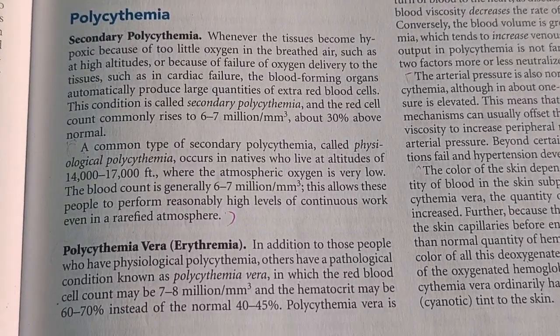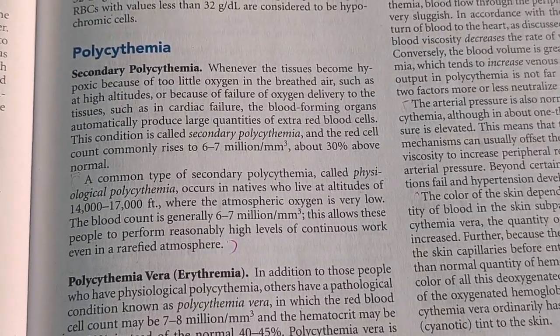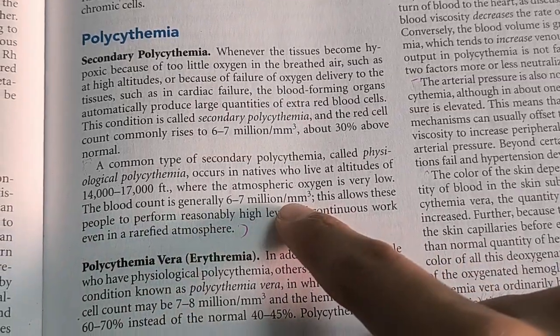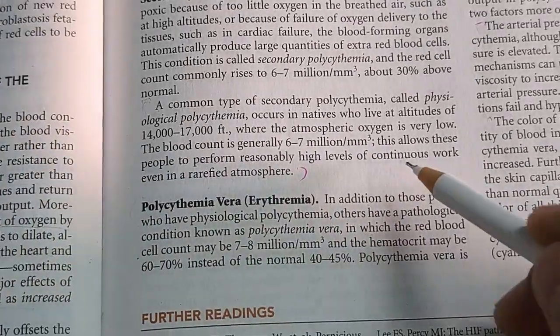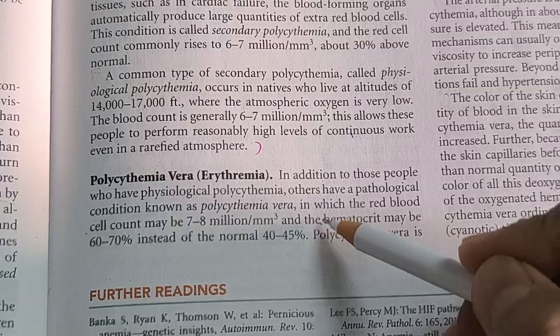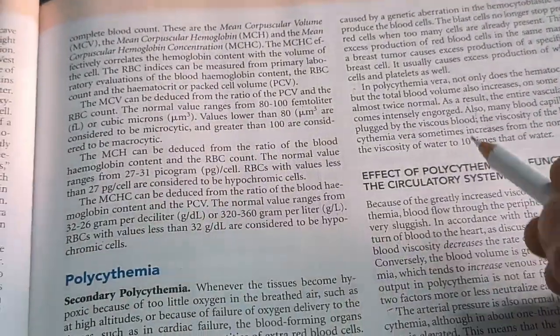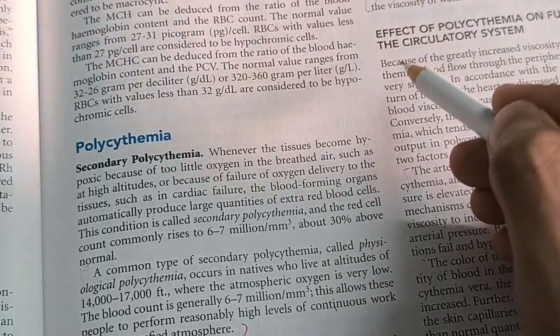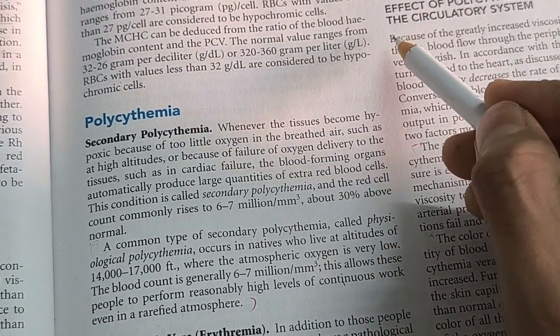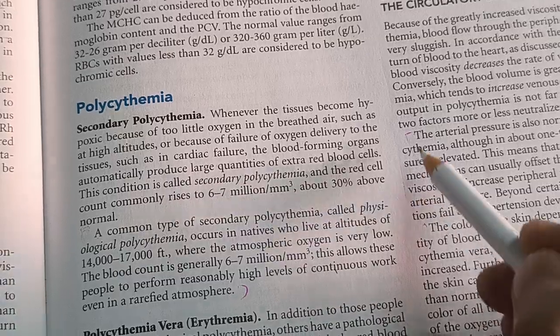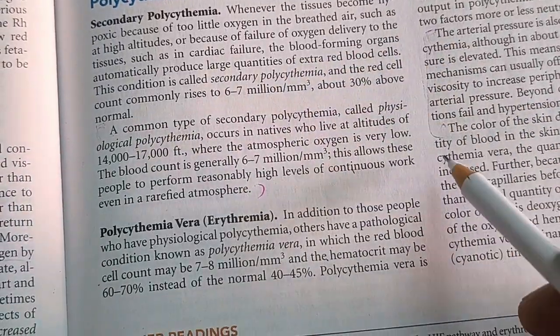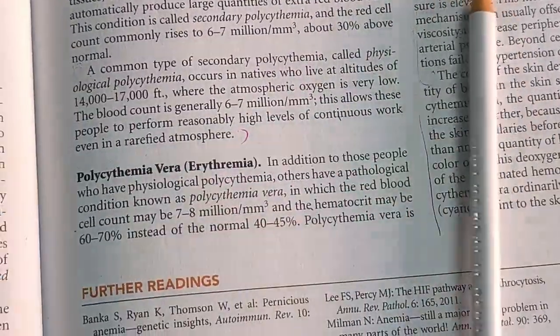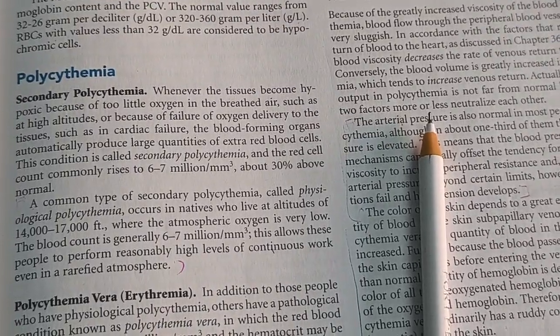Friends, if you want to study from here also, this is the physiological cause of polycythemia, and this is the pathological cause. Up to here it is pathological, and this is the effect of polycythemia, and this is also an effect of polycythemia. This causes hypertension and this causes cyanosis. So that's all about polycythemia. Thank you.